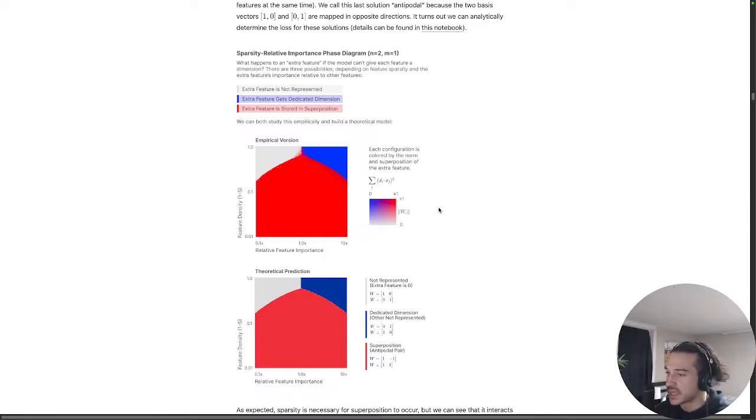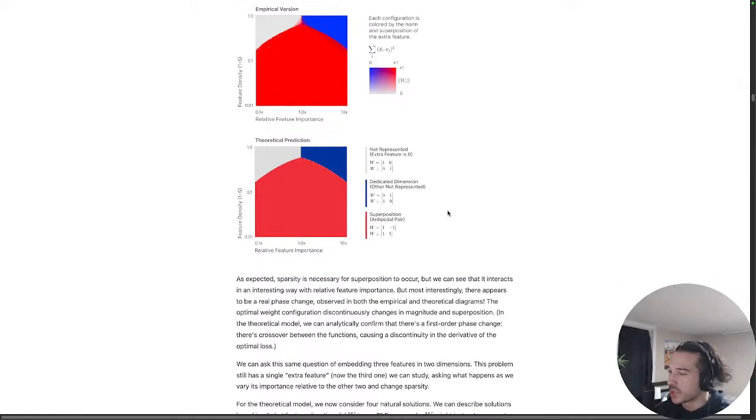And below that, we see the theoretical prediction, feature density. So I should note, in the empirical version, there's some fog or blur occurring, even as sparsity is very close to 1. But in the theoretical prediction, everything is very straight and cut off and well defined. There's no blur or fog. And again, the y-axis here is the feature density, 1 minus s, and the x-axis is the relative feature importance. So what we see is not represented, extra feature is 0. We see W equals [1, 0], and W transpose is [0, 1]. So it forms a diagonal matrix.